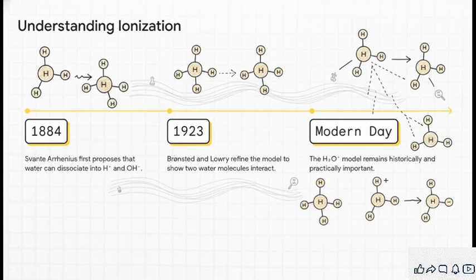It took science a while to puzzle this one out. The first idea came from Arrhenius way back in 1884. He had the basic concept right, but it took about 40 more years for Bronsted and Lowry to refine the idea, realizing it was a transfer between two water molecules, not just one falling apart on its own. It's a perfect example of how scientific models get better and more accurate over time.